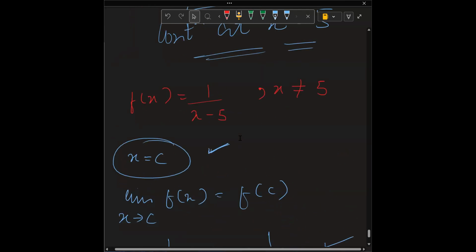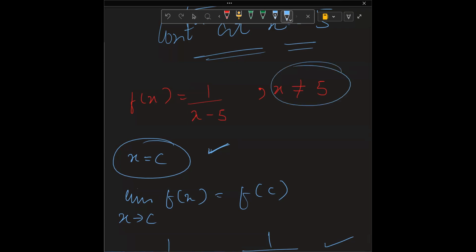Can anyone tell me why x is not equal to 5? There is a constraint over here that x should not be equal to 5. Why is this written? Why is this given in the question?